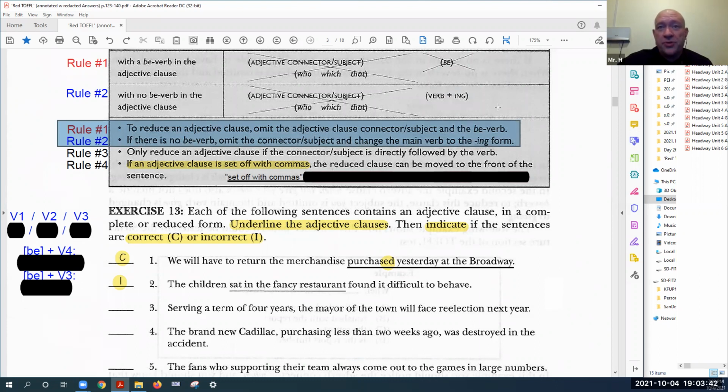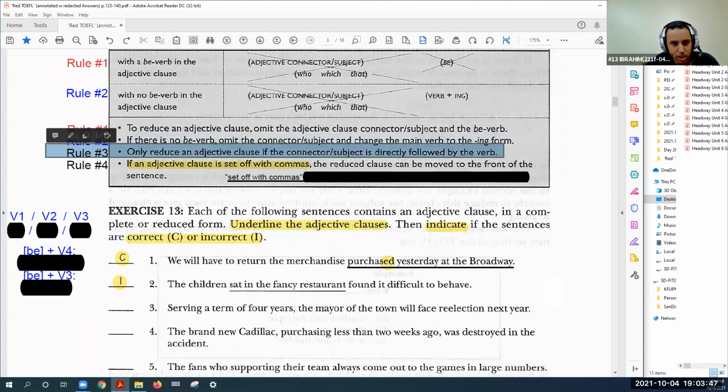Ibrahim, what is rule number 3? Only reduce an adjective clause if the connector or subject is directly followed by the verb. That means that you can reduce it only when the connector is the subject. Okay? That's what it means, that you can only reduce it if the connector is a subject. Yes. Then, of course, the next part is a verb.